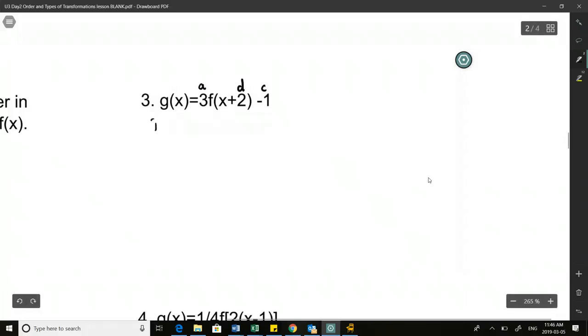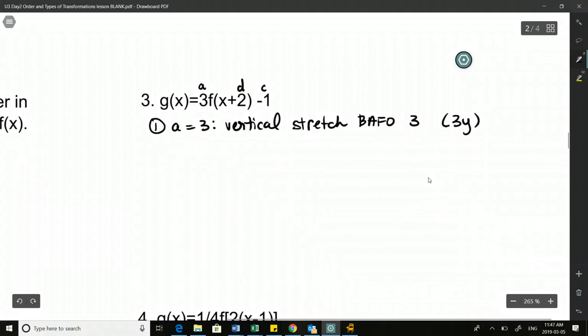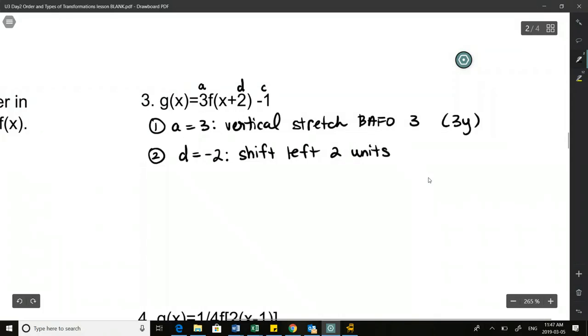So we have an A, so that's our first transformation, A equals 3. This is a vertical stretch by a factor of 3. And what we would do is take our y's and multiply them by 3. The second transformation, when I state the D value, I always have to remember that it looks opposite in here of what it actually is. D is actually negative 2 here. This is a shift left 2 units. Okay, so D is always opposite of how it looks. So I would actually take my x's and subtract 2 from them.